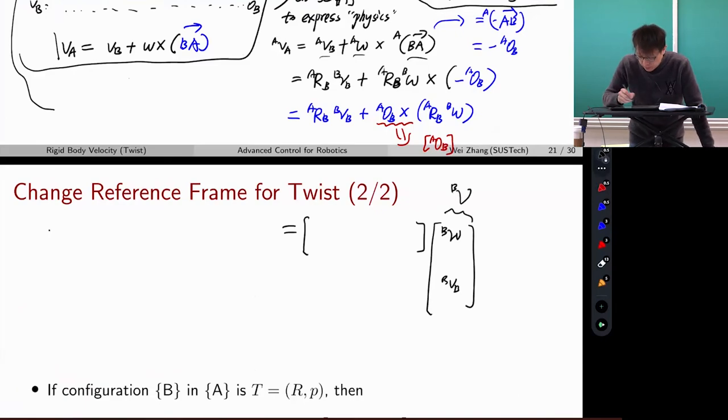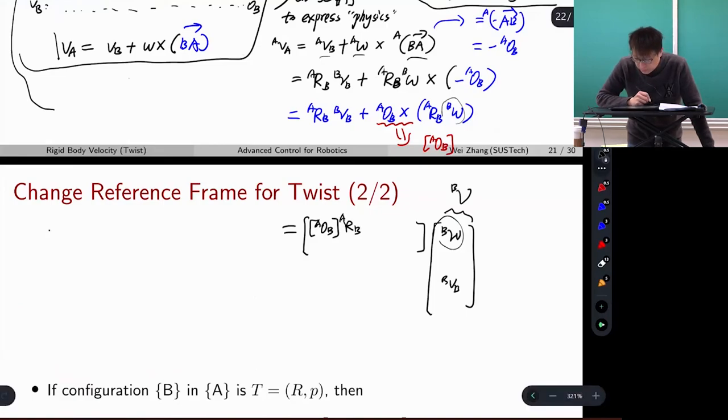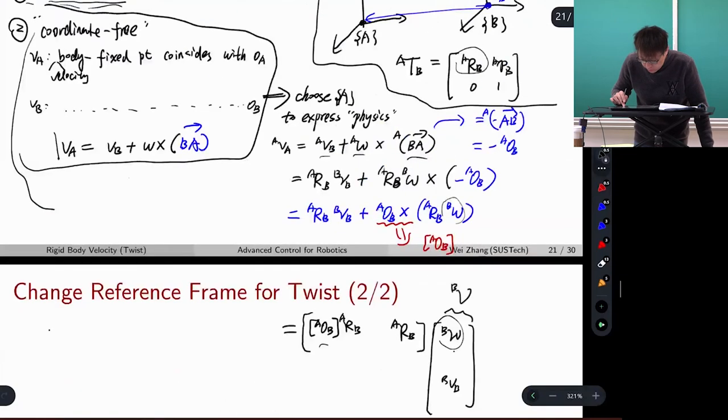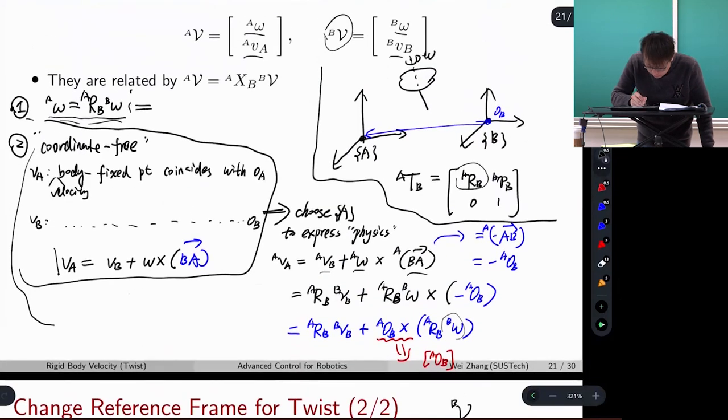I want to see how things work. If I wrote this, then omega B is here, right? So what I got is two matrices. One is the OB in A skew symmetric matrix, times RBA, multiplied by this. The other one is still RBA times VBB. So this also implies omega A equals RB in A, 0 times omega B, VB, and B.